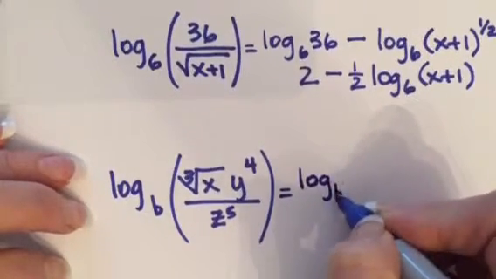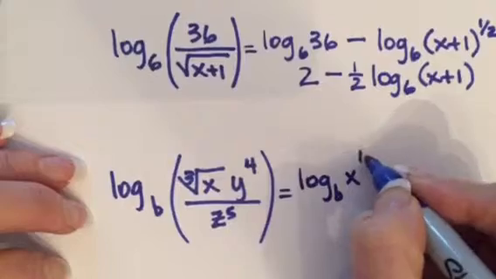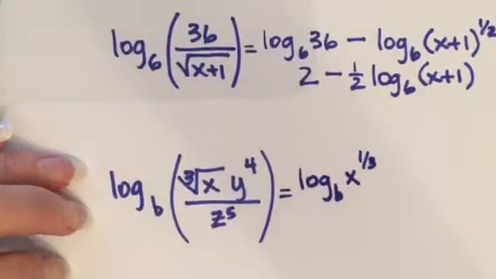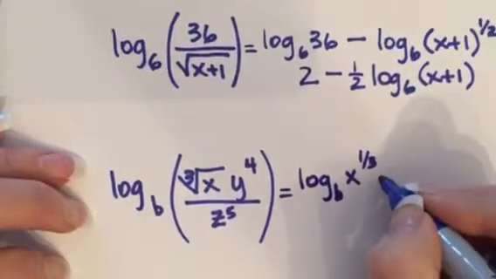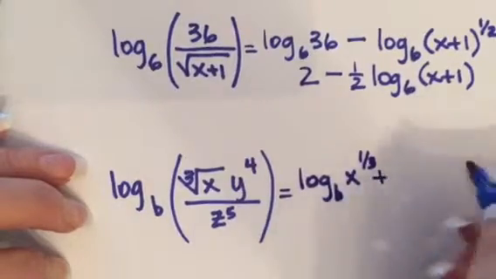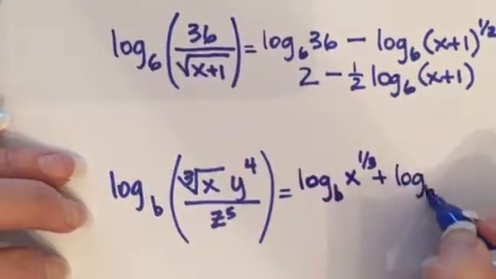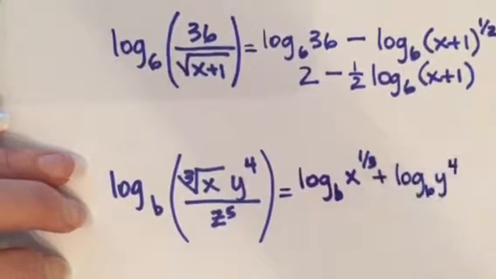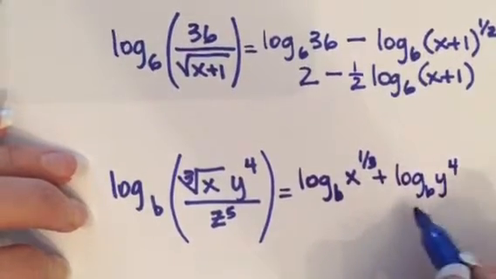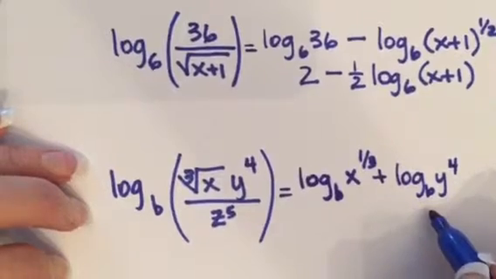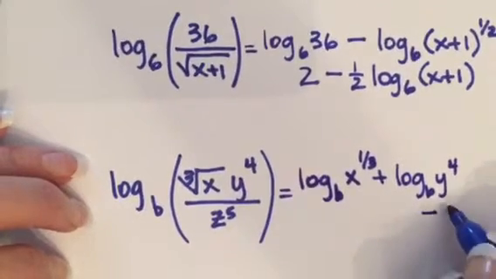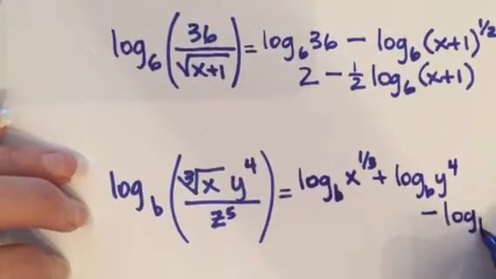Log base b, and I'm going to write this as x to the 1/3 power because the cube root of x is the same as the 1/3 power, plus this piece right here, log base b of y to the 4th. Okay, and then, I'm running out of space on this side, so we're going to say minus log base b of z to the 5th.